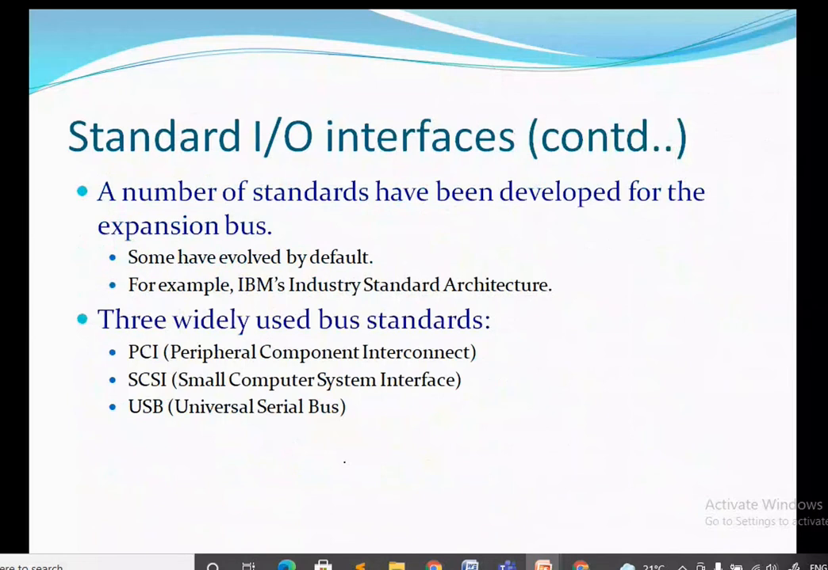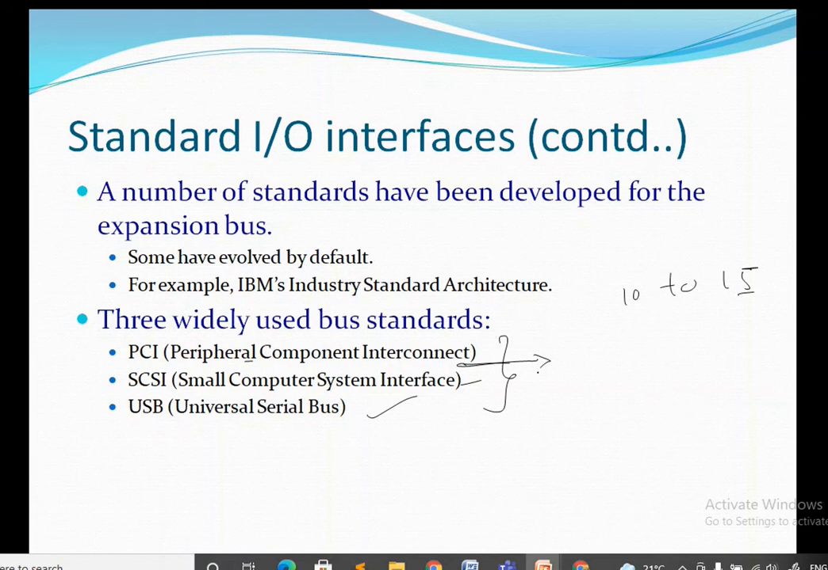Okay, so what are these three types of buses? One is PCI, peripheral component interconnect. This is one compulsory question you will be getting, 10 to 15 marks. The questions I will be sharing later. It is a 10 to 15 mark question either on PCI or SCSI and USB bus. So you should be able to explain how these bus interfaces are going to work. We'll be discussing the first one called the PCI bus.